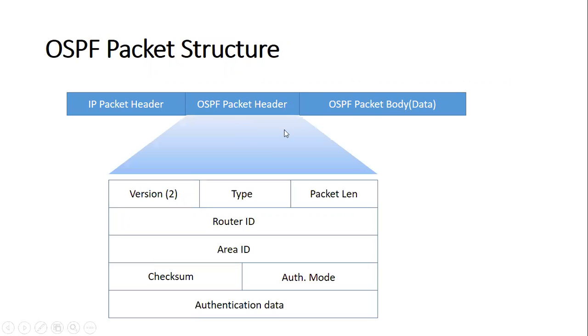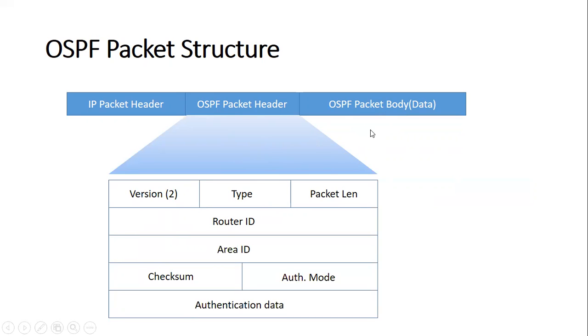So let's look at how the header looks. The header has the version number of OSPF. The OSPF we are running is version 2, which is for IPv4. There is also OSPF version 3 for IPv6. And then the type, which means the type of packet. Out of the 5 packets, which type is it? For example, a hello packet is type 1. So it will tell us the type of the packet.